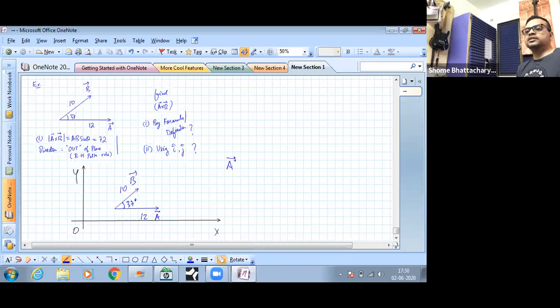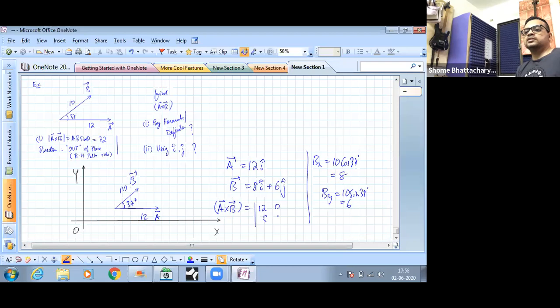The vector A will be written as 12 i cap. The vector B will be written as, so B's x component is 10 cos 37, so that is 8, and B's y component is 10 sin 37, so that is 6. Okay, so this will be written as 8 i cap plus 6 j cap. Okay. So A cross B will become 12 0 8 6 k cap. So you can see that it is 72 k cap.